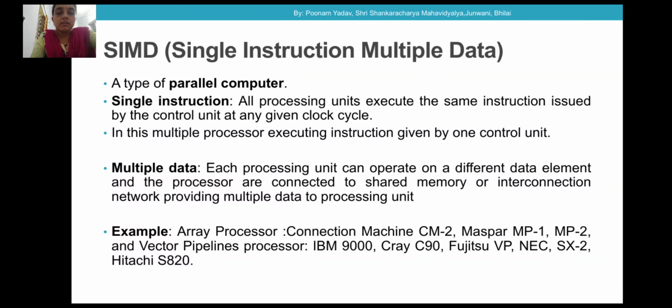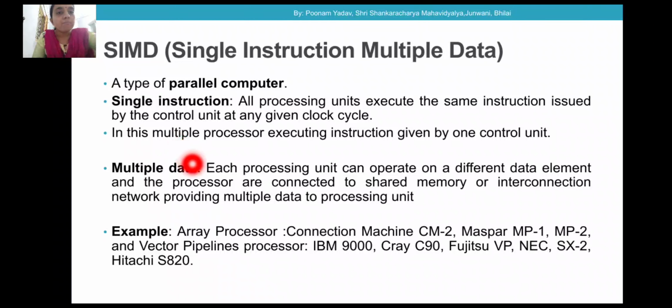Now, single instruction multiple data. This is a type of parallel computer. Here single instruction means only a single instruction works at a time, but on multiple data. All processing units execute the same instruction issued by the control unit at any given clock cycle. In this, multiple processors execute the instruction given by one control unit. There is one control unit, and this control unit gives the instruction.